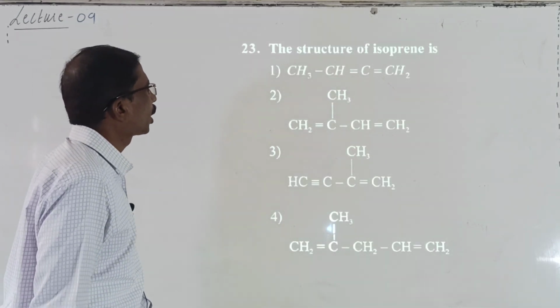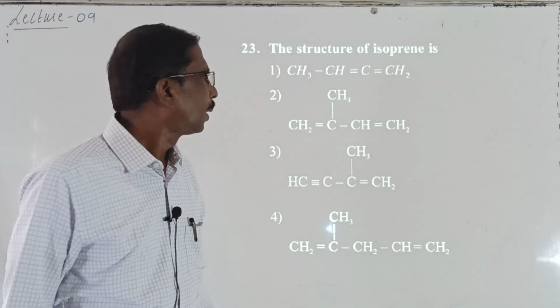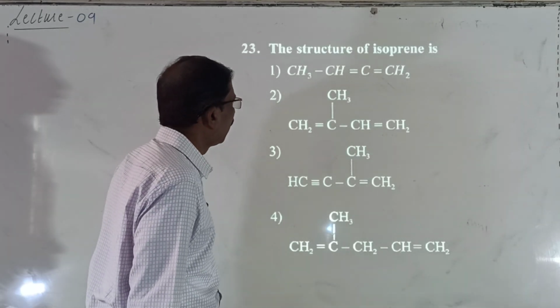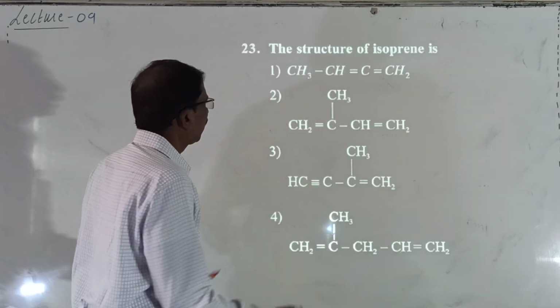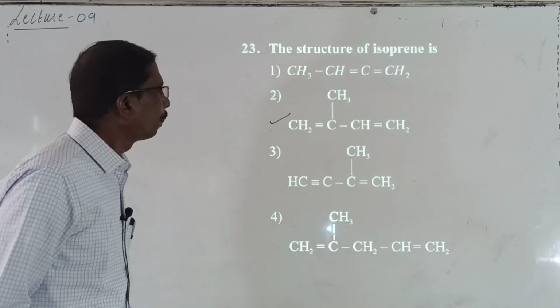Look here, the structure of isoprene. Isoprene is the monomer of rubber. So isoprene means it is a monomer of rubber. So here you may directly write this one. So it is called as 2-methyl but.